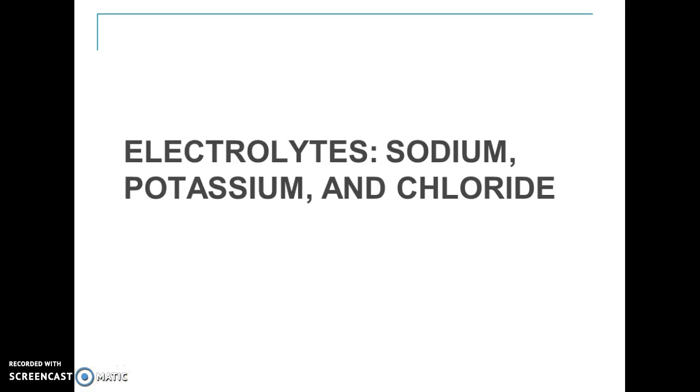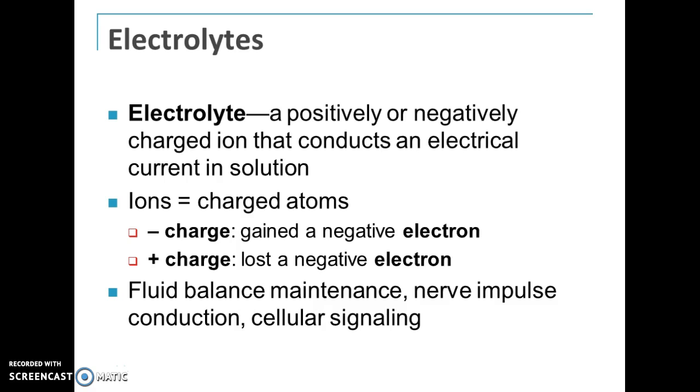Today we're going to talk about the electrolytes: sodium, potassium, and chloride. An electrolyte is a positively or negatively charged ion that conducts an electrical current in solution. Ions are charged atoms. A negative charge means that the atom has gained a negative electron, and a positive charge means that the ion has lost a negative electron. Fluid balance, maintenance, nerve impulse conduction, and cellular signaling are all functions of electrolytes in the body.